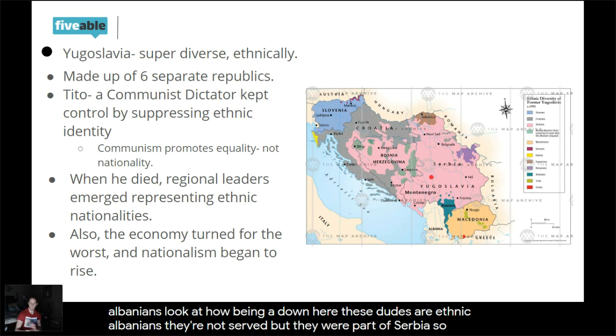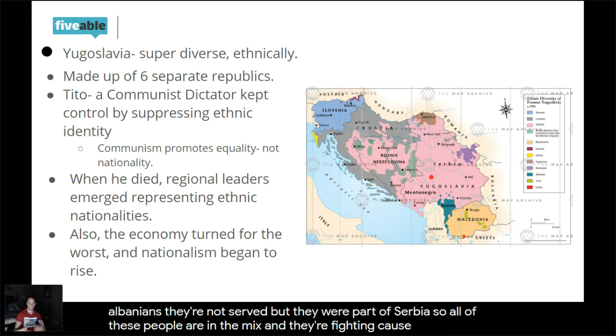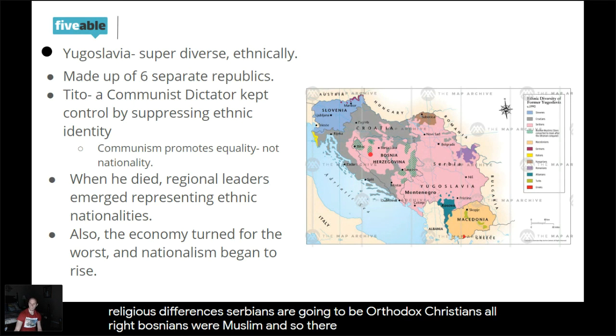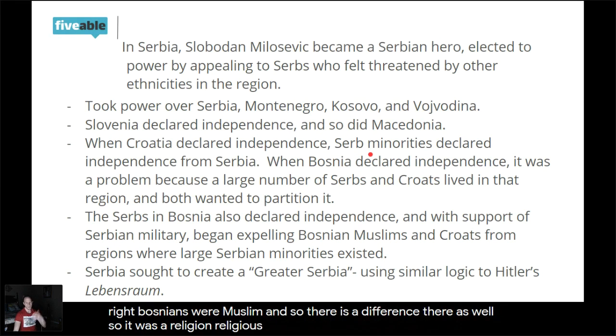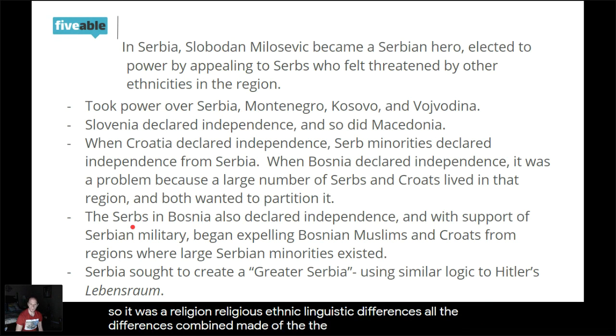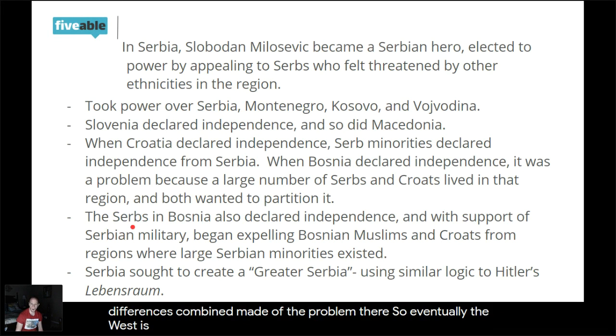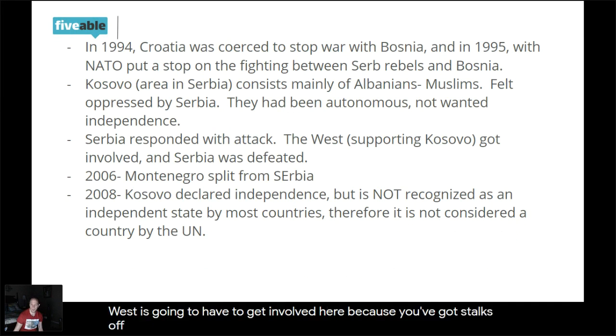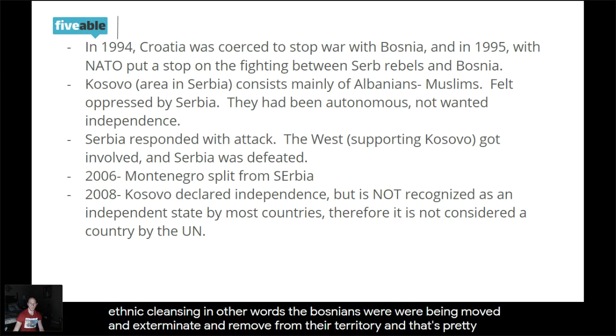So all of these people are in the mix, and they're fighting because of their ethnic and religious differences. Serbians are going to be Orthodox Christians, all right? Bosnians were Muslim. And so there was a difference there as well. So it was religious, ethnic, linguistic differences, all the differences combined made up the problem there. So eventually, the West is going to have to get involved here because you've got talks of ethnic cleansing. In other words, the Bosnians were being moved and exterminated and removed from their territory, and that's some pretty terrible stuff.